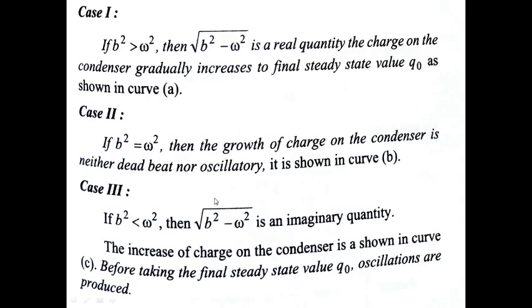And third case, if b square is less than omega square, then under root of b square minus omega square will be negative, and hence it is an imaginary quantity, and it shows the condition of an oscillatory motion. The increase of charge on the condenser is shown in curve C, and before taking the final steady state value, that is Q0, oscillations will be produced. So this motion will be oscillatory. So charging of the condenser will be oscillatory, and then finally it will attain a steady state value, that is Q0. So this is all about the growth of charge in series LCR circuit.